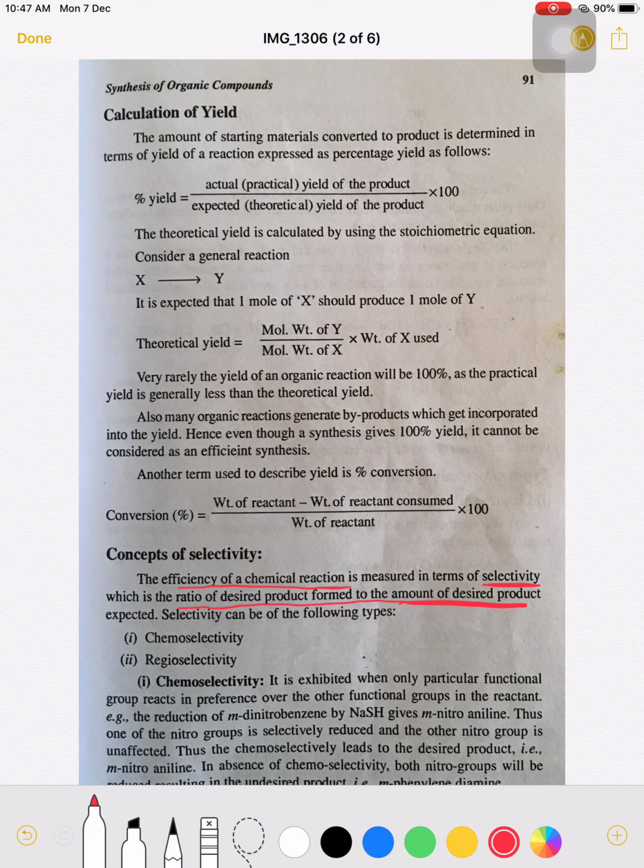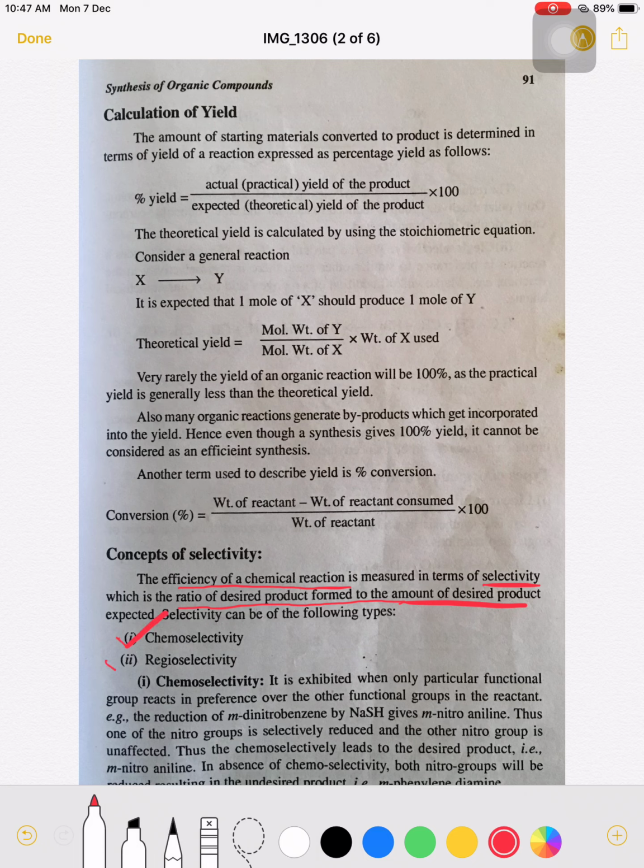How much you expect and how much is formed, that ratio gives us the selectivity. If the ratio of the desired product formed to expected is 100%, then the efficiency of this chemical reaction is 100%. There are two selectivities in your syllabus.